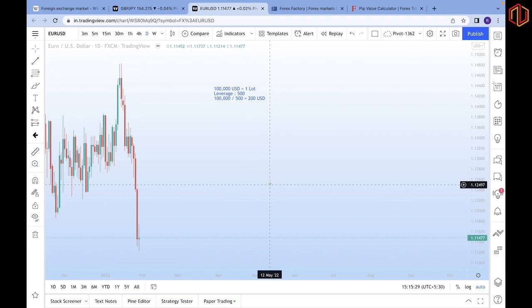That means this 200 can become 400. If it goes against you by 20 pips, that means your 200 is gone, you will be out of the market, your account is wiped out. So we normally do not take the entire one lot when we trade. You have options.